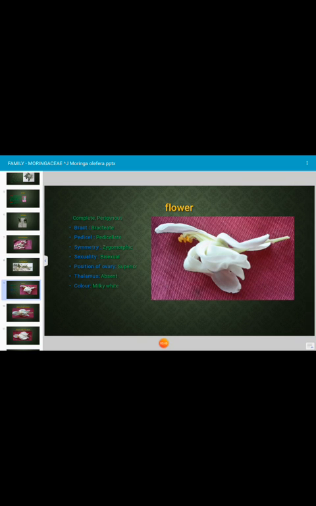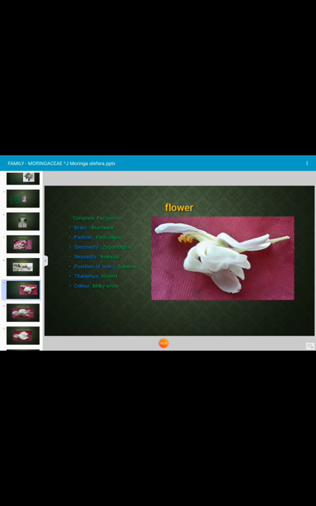This is the flower of Moringa oleifera. It is a very beautiful milky white flower, and this flower is described as complete because all the floral parts are present. And this flower is also described as perigynous flower. What is perigynous nature? When the flower is having stamens and other floral parts at the same level as the carpels, such flower is described as perigynous flower.